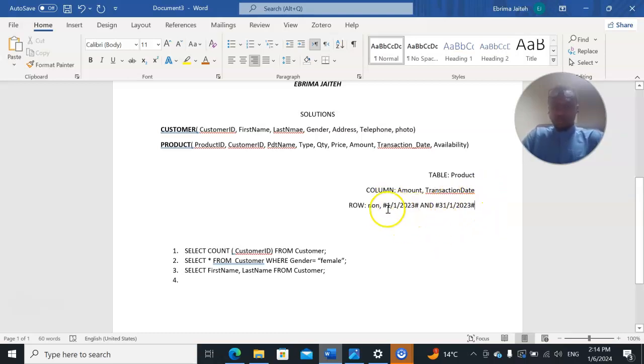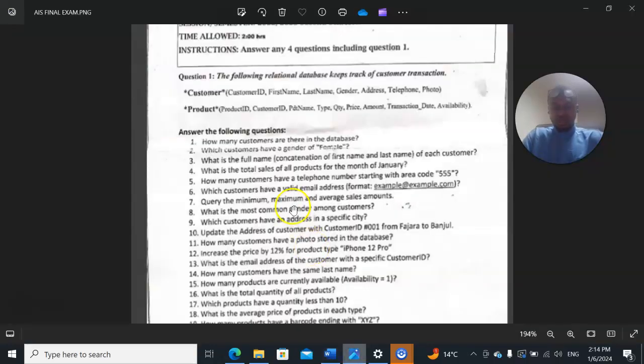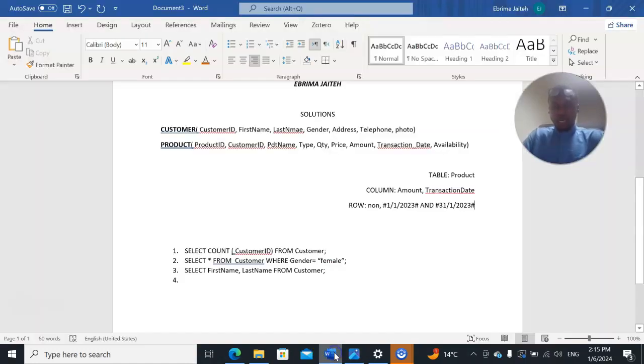So this 1 month period, we want to retrieve all the total sales that was done in the month of January. Okay, now we can write our SQL statement. We can simply say select what?